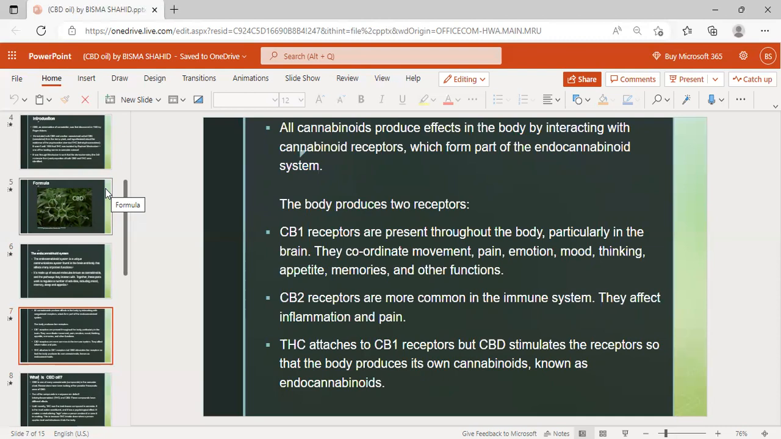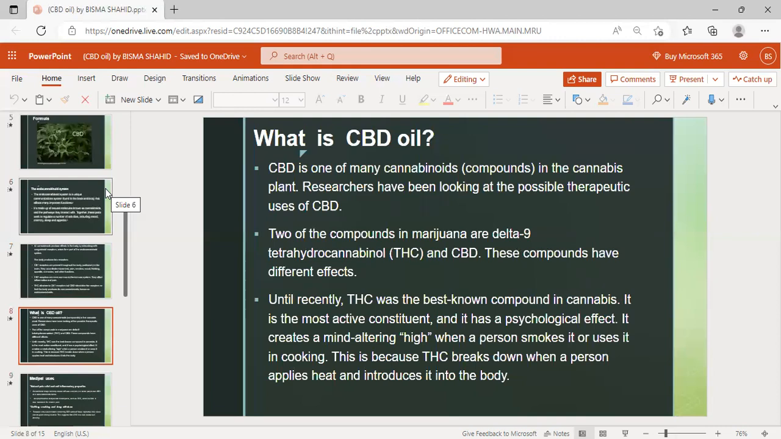THC attaches to CB1 receptors, but CBD stimulates the receptors so that the body produces its own cannabinoids known as endocannabinoids. What is CBD oil? CBD is one of many cannabinoid compounds in the cannabis plant. Researchers have been looking at the possible therapeutic uses of CBD. Two of the compounds in marijuana are delta-9 tetrahydrocannabinol and CBD. These compounds have different effects.